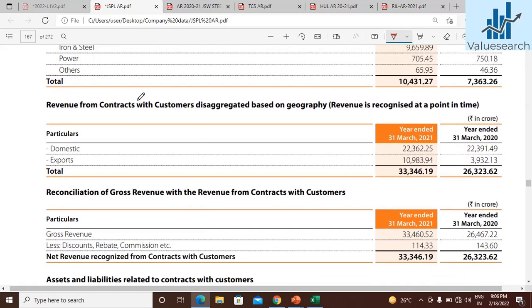Now, revenue from contracts with customers disaggregated based on geography. Revenue is recognized at a point in time. The company has a domestic segment and exports. That means the company has sold 362.25 crore rupees worth of steel in India, and the company has exported 10,983.94 crores to other countries like Europe, America, and many other countries.